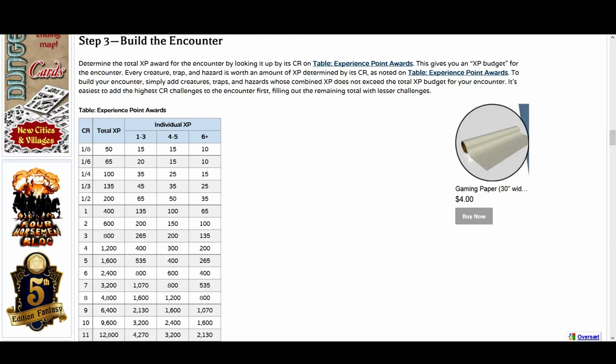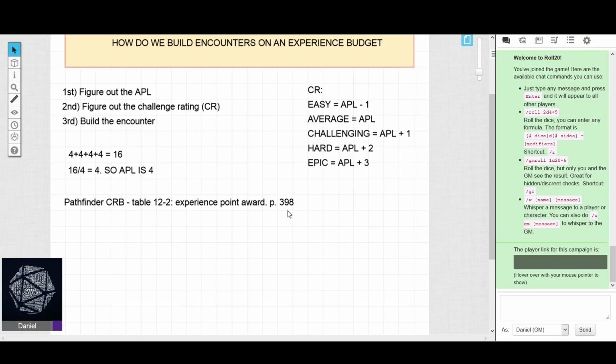This is what we would use to design an encounter. This is the budget we have to allocate and spend on creatures or objects within the setting that we can challenge the player characters with. Challenging the players is entirely different. Okay, so let's try and do this.